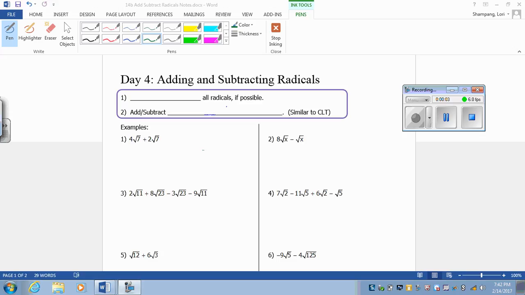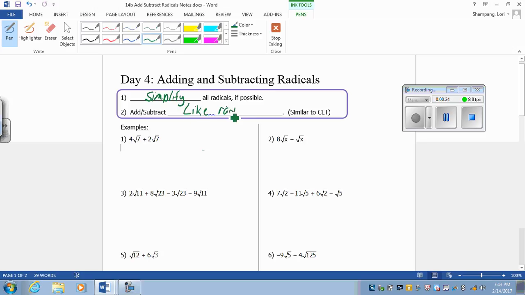Let's learn about adding and subtracting radicals. There are two rules that you need to know about when we add or subtract radicals. The first rule is that we want to simplify the radical before we try to add or subtract. It's possible that after we simplify the radicals we will get like radicands. Number two, add or subtract like radicands.